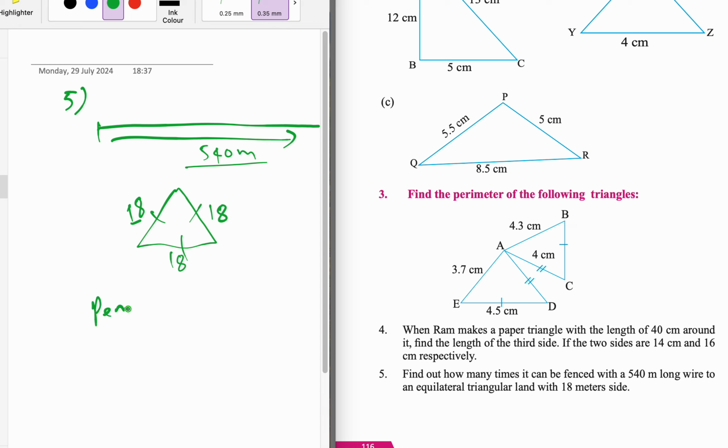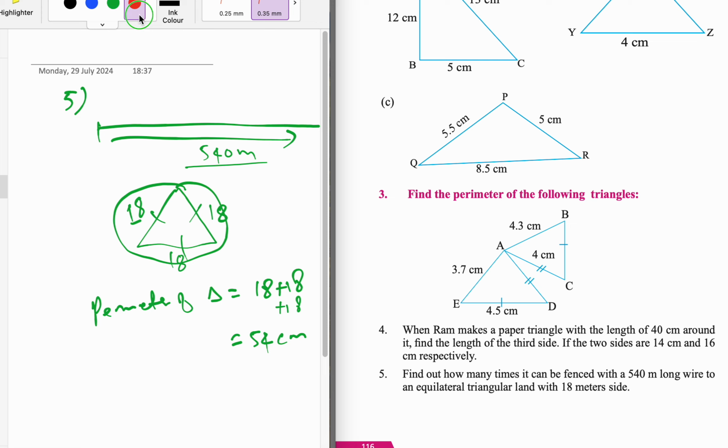The perimeter of the triangle is 18 plus 18 plus 18, which means 54 meter. One time it requires 54 meter. Then the total rounds will be 540 divided by 54, equal to 10 times.